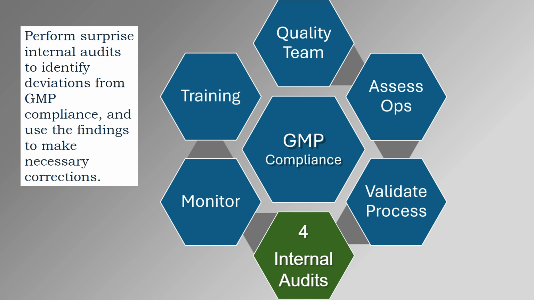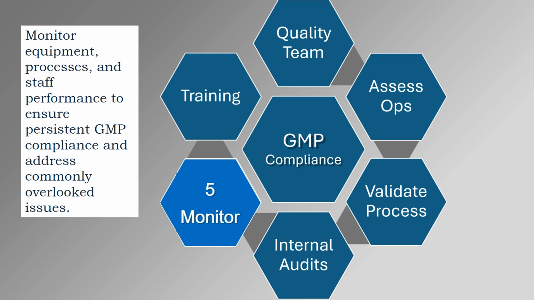Running internal surprise audits. Perform surprise internal audits to identify deviations from GMP compliance and use the findings to make necessary corrections. Continuously monitoring performance. Monitor equipment, processes, and staff performance to ensure persistent GMP compliance and address commonly overlooked issues.